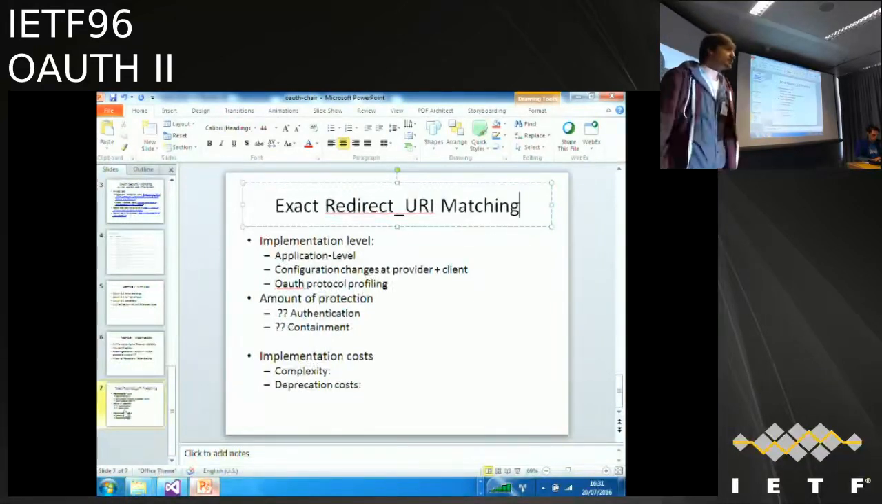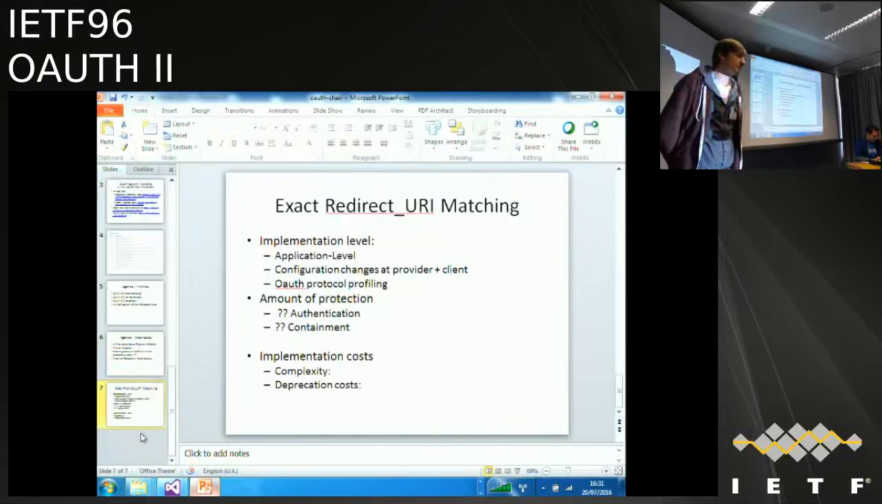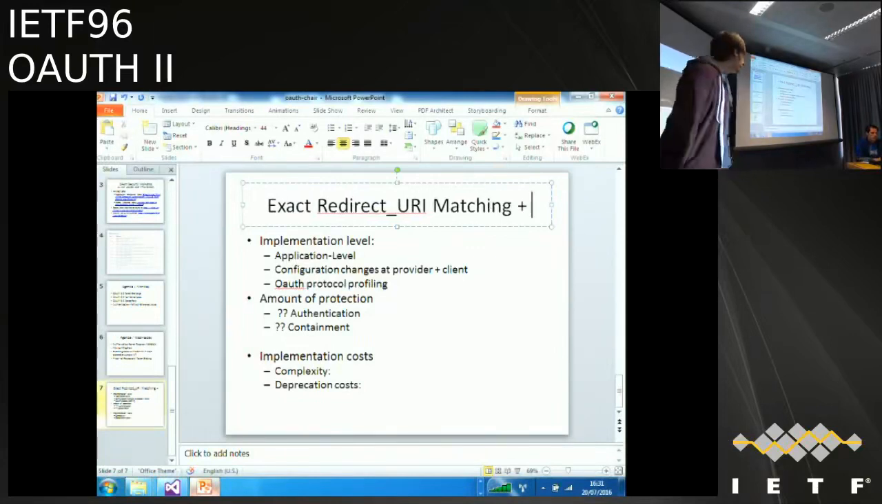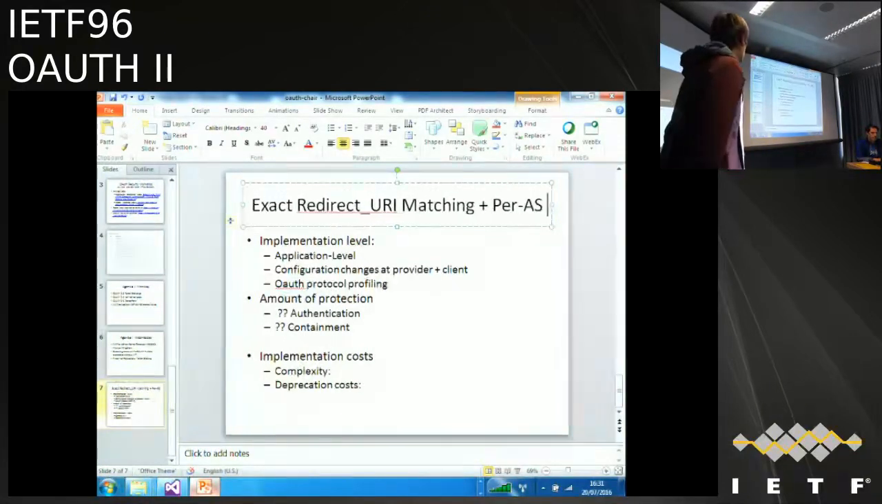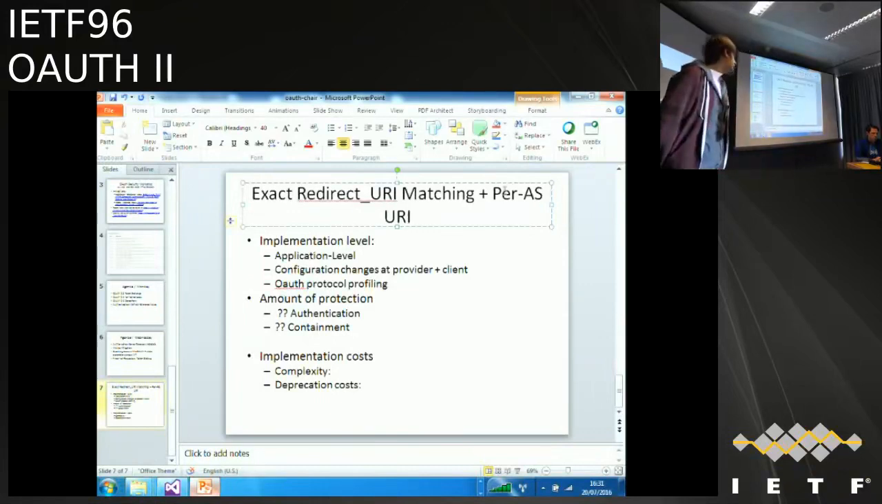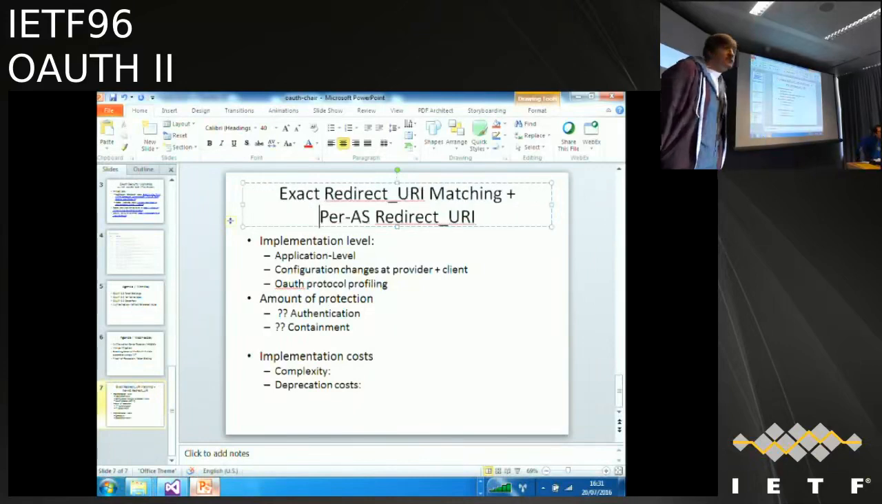Should I add that one as well? Well, it's essentially the same one. The exact redirect URI matching is a prerequisite to having the client unique redirect URI make any sense. Right. So one without the other is not useful. So maybe I should say plus per AS URI. Yeah, so the mitigation is per AS redirect URIs, and a precondition of that working is exact redirect URI matching on the server. John, you don't have a mic. I know, I can talk loud. So this is Nat Sakimura again.